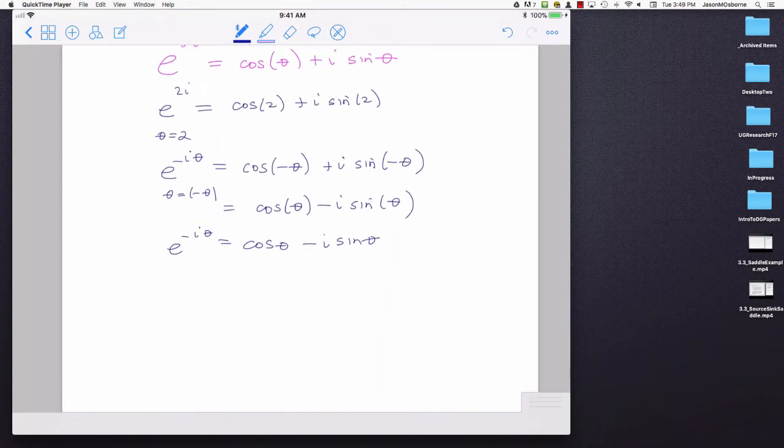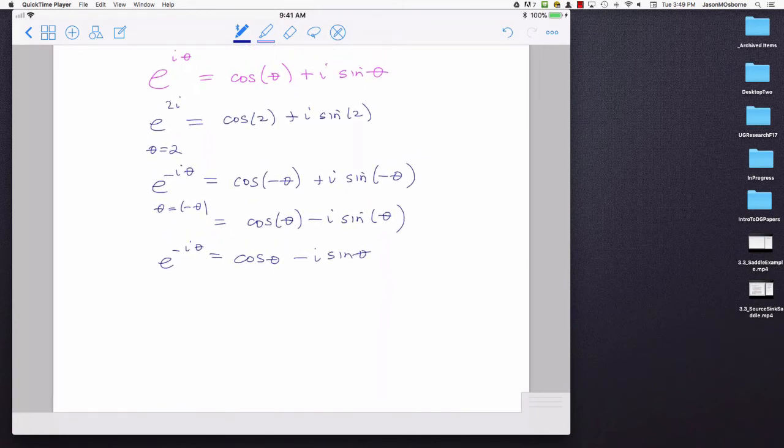Okay. You can then ask the question, what's e to the i theta plus e to the negative i theta then? Okay, e to the i theta is some complex number z1. E to the minus i theta is some number z2. What is the new answer as a complex number? Well, e to the i theta was cosine of theta plus i sine of theta. E to the minus i theta is cosine of theta minus i sine of theta.